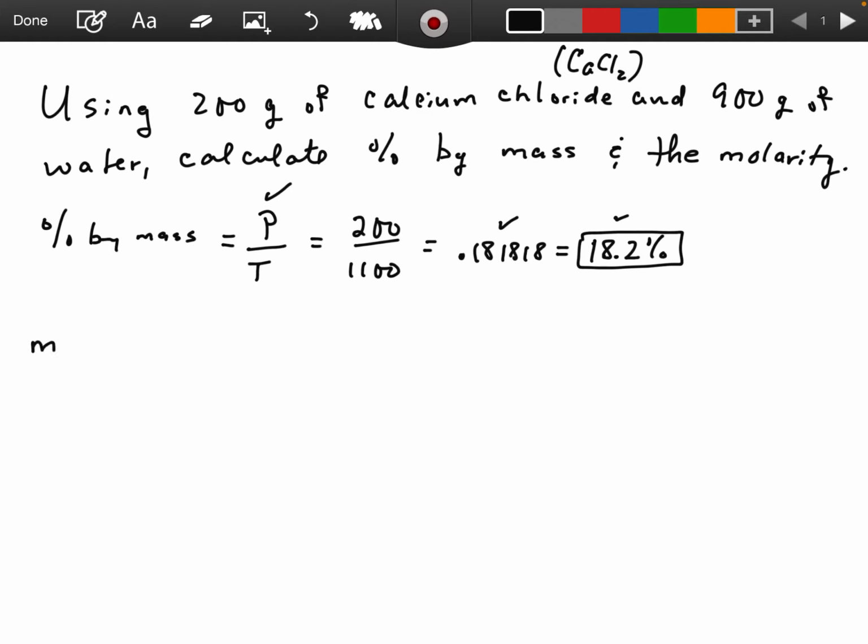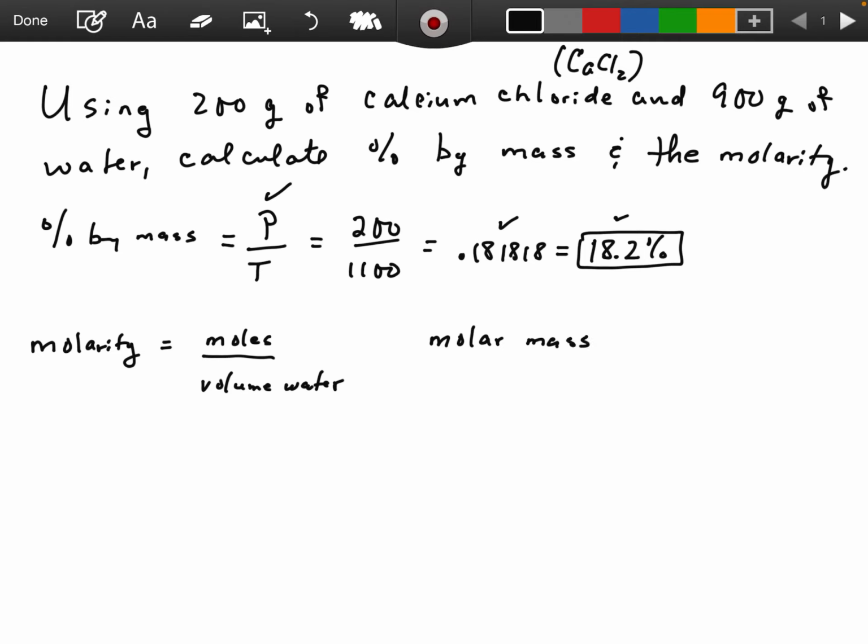Molarity, I need to see this on your paper each and every time. Molarity is moles over volume of water. And so to find the moles, you're going to need to find the molar mass. And you're going to need a periodic table.